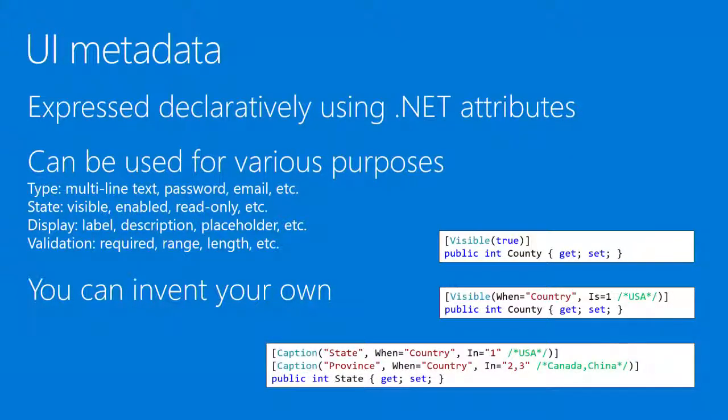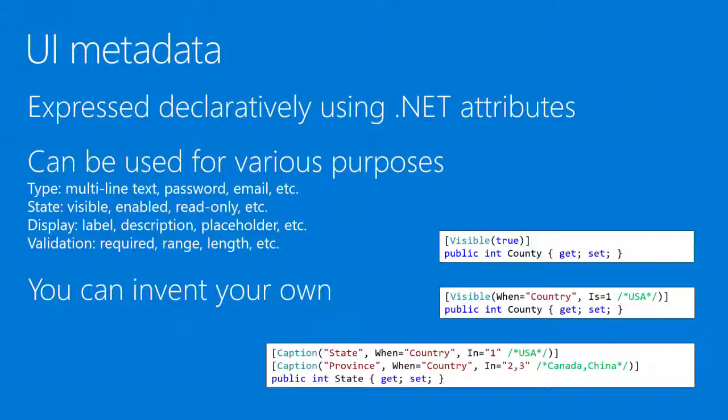As another example, maybe state control. I want the label to appear as state if the country is US, and I'd like the label to appear as province if you select Canada, or China, or any other countries use this label. So you can do some of the smart logic like this.